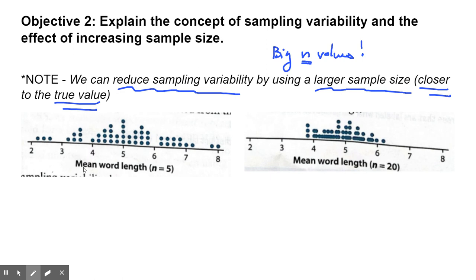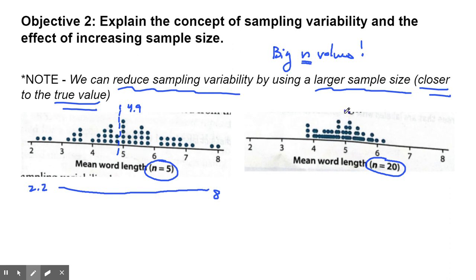So look at this. This is your average word length. Here, our sample sizes are 5, so we're looking at 5 words like we did in our activity. Over here, we're looking at samples of size 20, so 20 words. Again, here's that true average of 4.9. Notice how spread the data is. This goes from about 2.2 all the way to an average of 8, right? That's how spread it is.